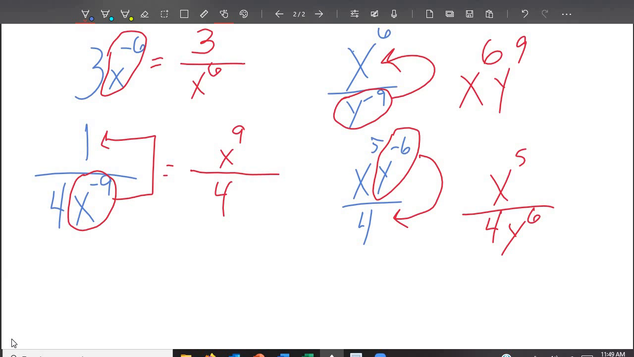Alright, let's do some different types of examples. Suppose I had this, x to the negative 3, y to the negative 4. Notice there's a negative in the top and the bottom. When you've got negatives in the top and the bottom like this, you just have to flip it over and make everything positive.